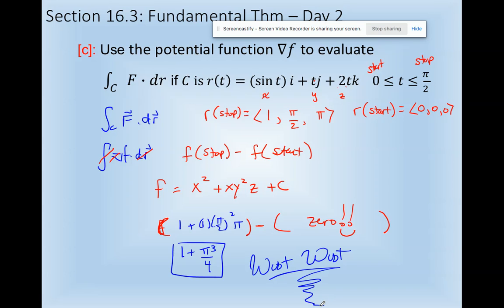All right. So fundamental theorem day 2 really was nothing new. Same kind of algorithm, just with your extra step.